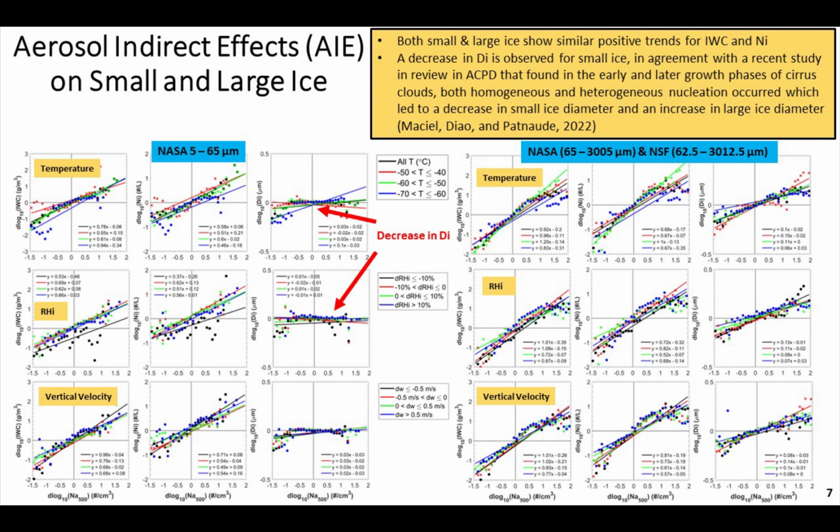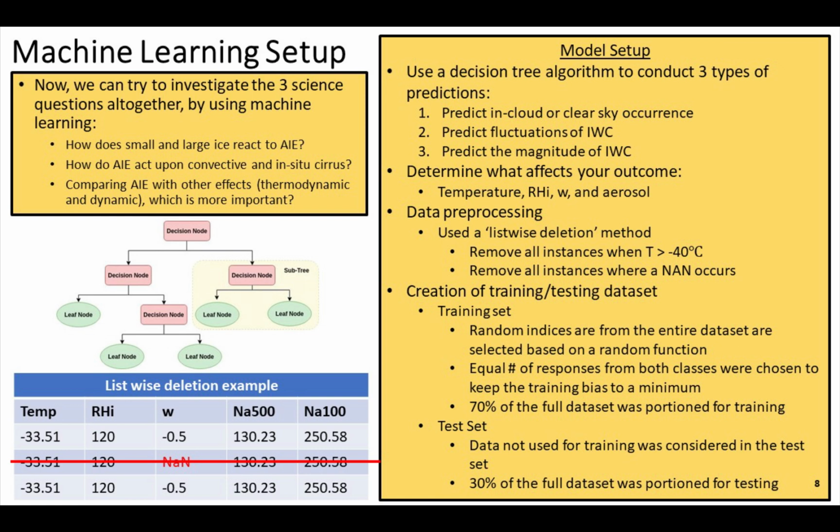So now getting into the machine learning part of this. We investigated each individual variable that affects our outcomes individually, and now we can try to investigate these questions all together. In order to set up this model, I use a decision tree algorithm to conduct 3 types of predictions. The first prediction is to predict in-cloud or clear sky occurrence. The second prediction would be to predict the fluctuations of ice water content. And the third prediction would be to predict the magnitude of ice water content. And as I mentioned before, we want to determine what affects our outcome, which we previously analyzed individually.